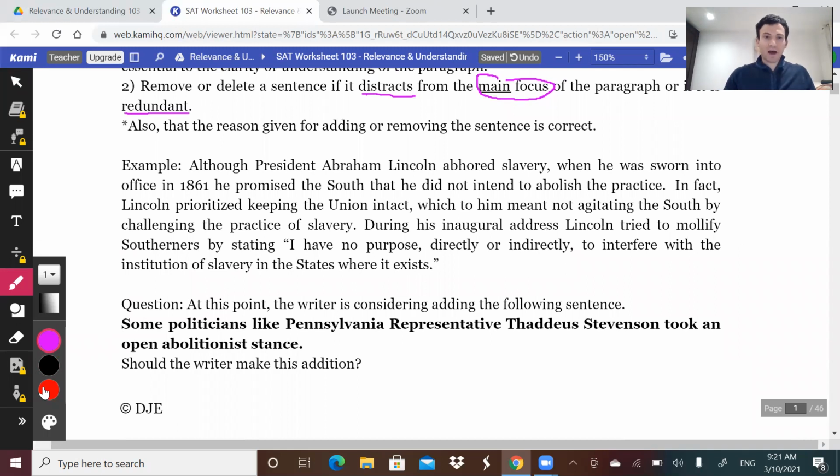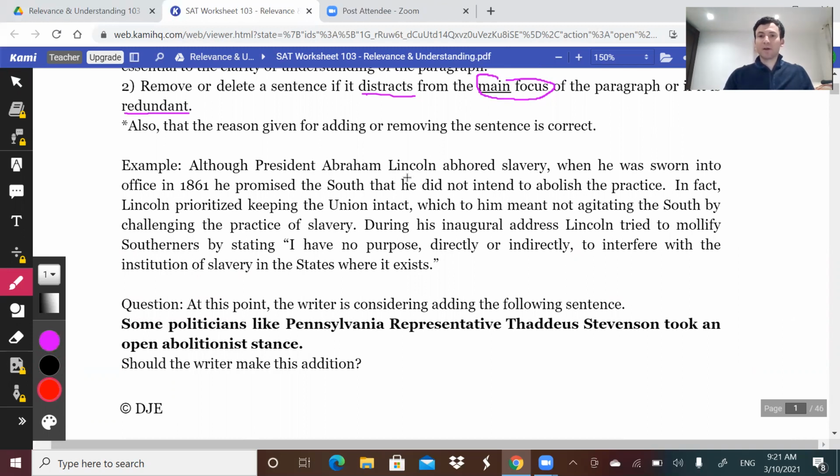So because I'm a kind man, I will read this aloud. Although President Abraham Lincoln abhorred slavery, when he was... By the way, I want you to think about what this paragraph is about. What is the main point that the author is trying to communicate? So that's what you're thinking as this is being read.